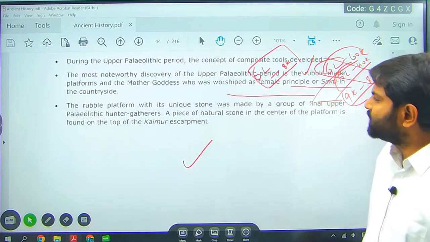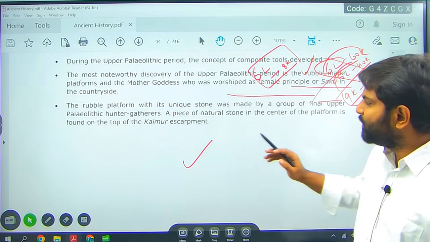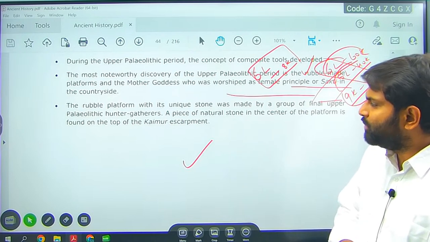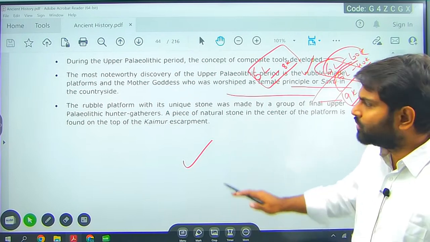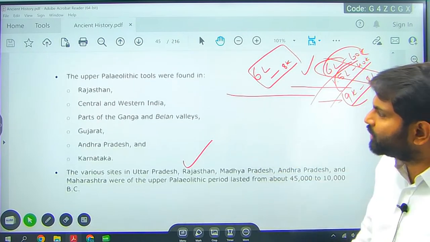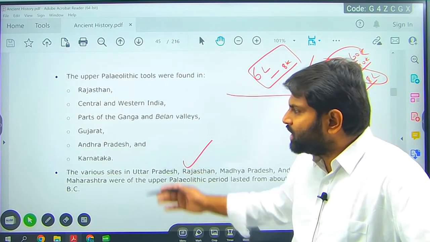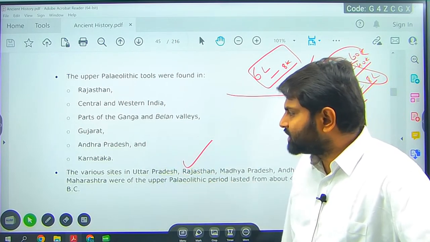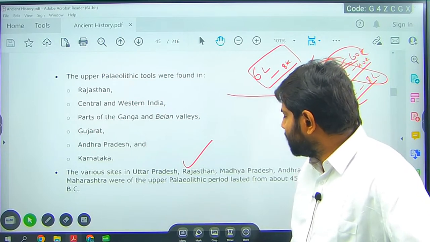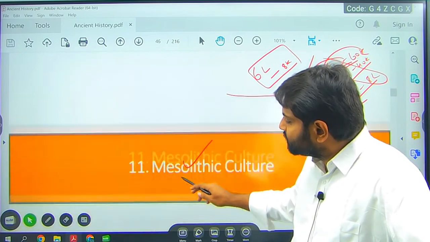Rubble platform with its unique stone was made by a group of final Upper Paleolithic hunter-gatherers. A piece of natural stone in the center of the platform is found on the top of Kaimur escarpment. So you need to understand where rubble platforms are found. The Upper Paleolithic tools were found in Rajasthan, Central and Western India, parts of Ganga and Belan valleys, Gujarat, Andhra Pradesh, Karnataka. Various sites in Uttar Pradesh, Rajasthan, Madhya Pradesh, Andhra Pradesh and Maharashtra. The Upper Paleolithic period lasted for about 10,000 years.